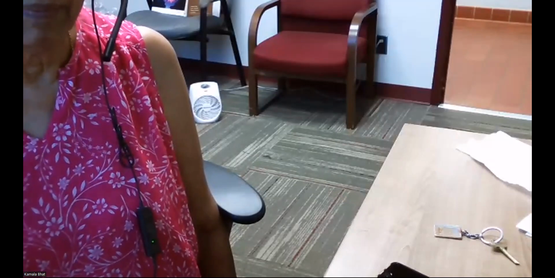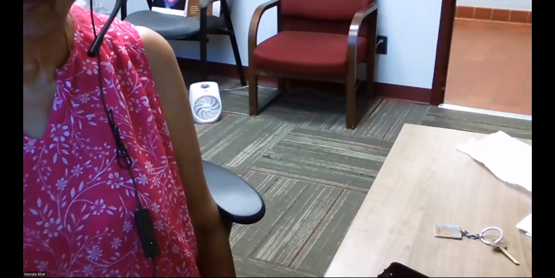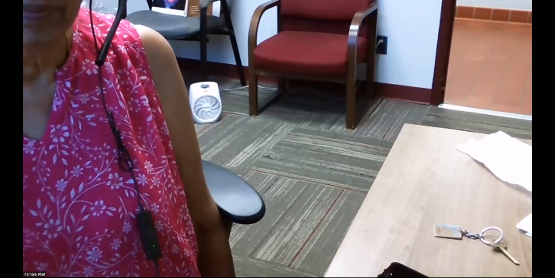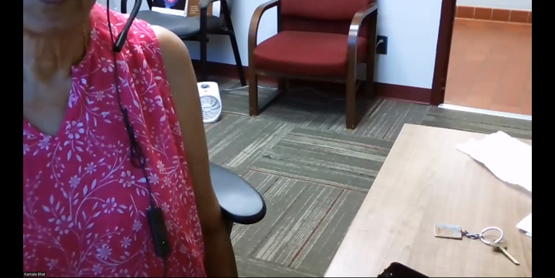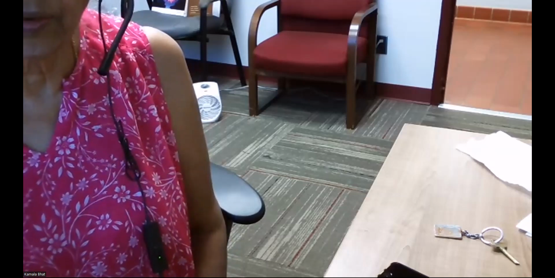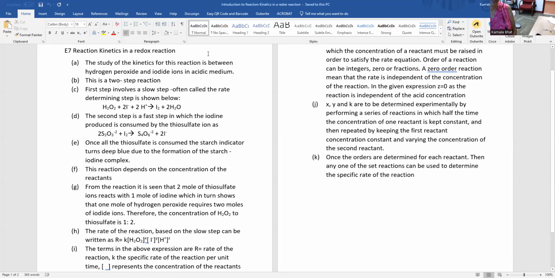So now I'm going to share my screen with you. And here is the first screen that I'm going to do. It's called the introduction screen. And here, this is basically reaction kinetics in a redox reaction. The study of kinetics for this reaction is between hydrogen peroxide and iodide ions in acidic medium.